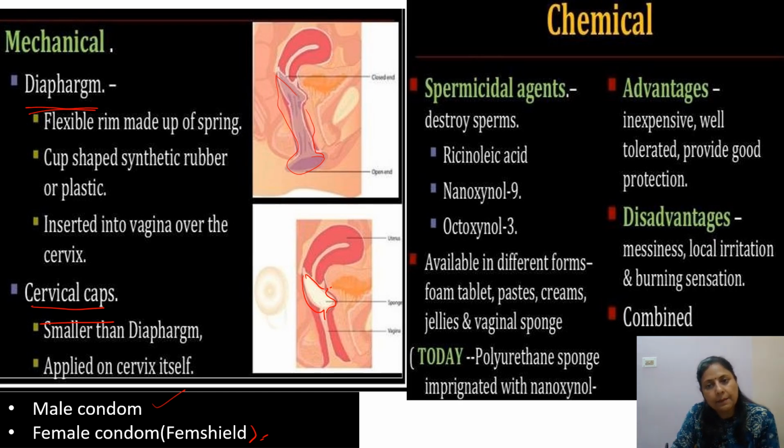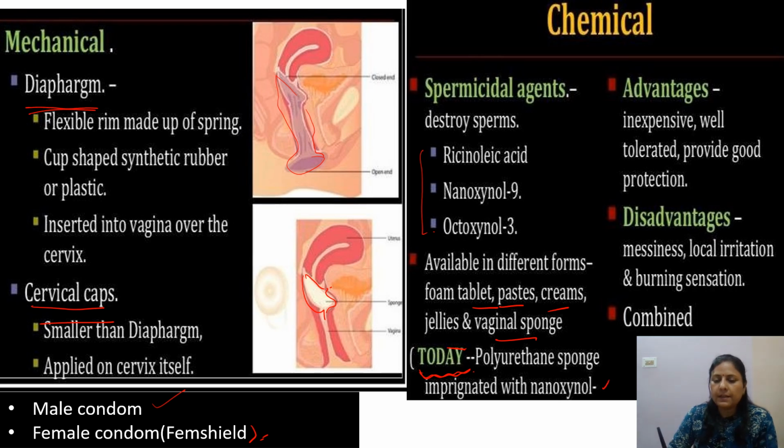Besides this, there are certain chemical barrier methods also, which, when you utilize them, chemically destroy the sperms and prevent pregnancy. There are certain spermicidal agents which can destroy the sperms, and these spermicidal agents are available in different forms, like tablets, pastes, creams, jellies, and vaginal sponges, which can be applied and can act as a barrier. Like this one is an example of a chemical barrier because it contains the chemical nonoxynol.